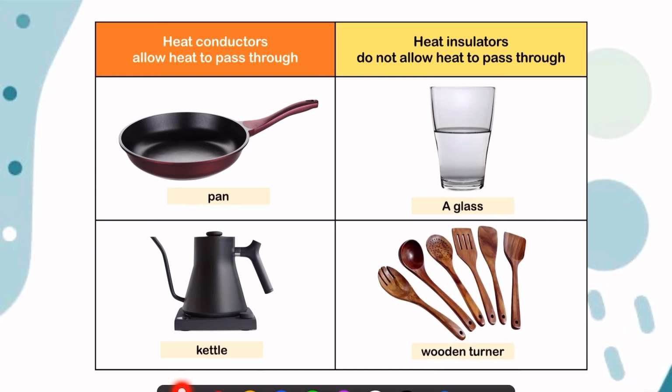So let's see, wooden turner. A wooden turner is a heat insulator. It can protect your hand from heat if you use it to stir hot soup. So a wooden turner is a heat insulator. Remember, a heat conductor allows heat to pass through, but a heat insulator does not allow heat to pass through, so it can protect you from the heat.